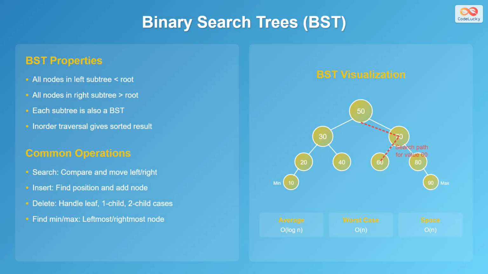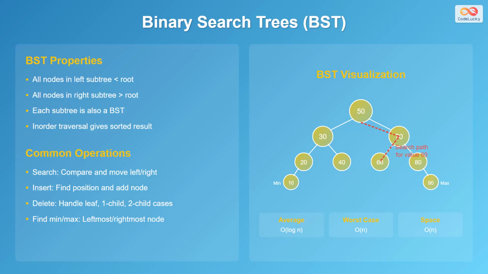Binary search trees, or BSTs, are a specific type of tree data structure that provides efficient ways to store and retrieve data. Let's explore the properties of a BST. In a binary search tree, all nodes in the left subtree are less than the root node. All nodes in the right subtree are greater than the root node. Each subtree is also a BST, meaning that these properties hold recursively for every node in the tree. In-order traversal of a BST gives a sorted result, which is a useful property for many applications.